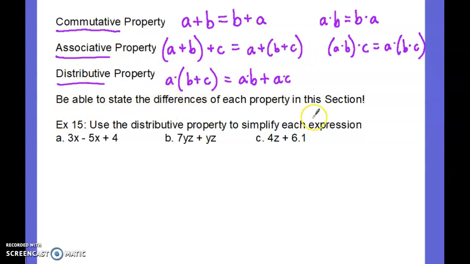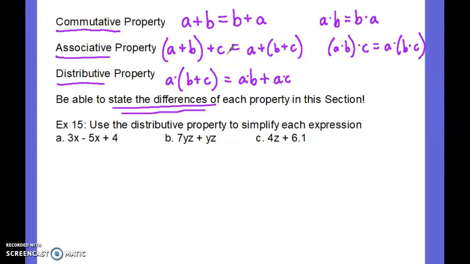So just make sure as you're doing the homework you're able to state the differences, because this will be on a quiz or test. You might be given examples and you just have to identify, or I might say, the commutative property says A plus B equals what, and you'd have to write B plus A, things like that. So make sure you're well versed in these words.